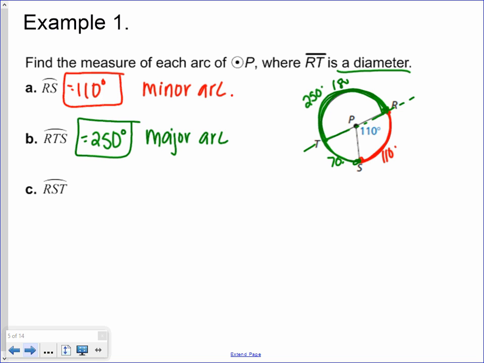RST, that's a different arc. R to S to T. Who can raise their hand? Adrian? 180. Half of a circle. And then Adrian, major arc, minor arc, or semicircle? Semicircle.